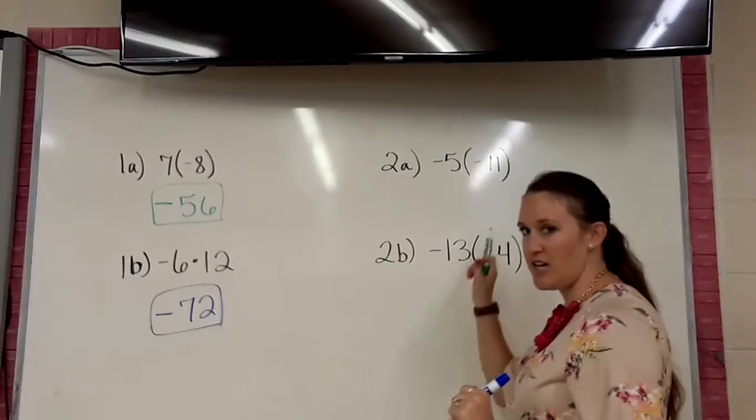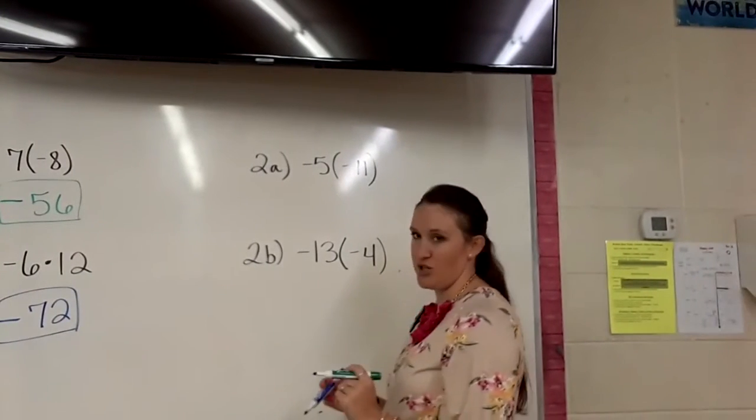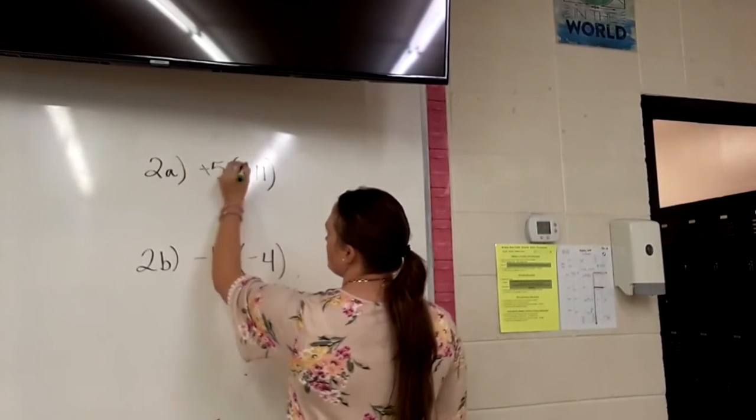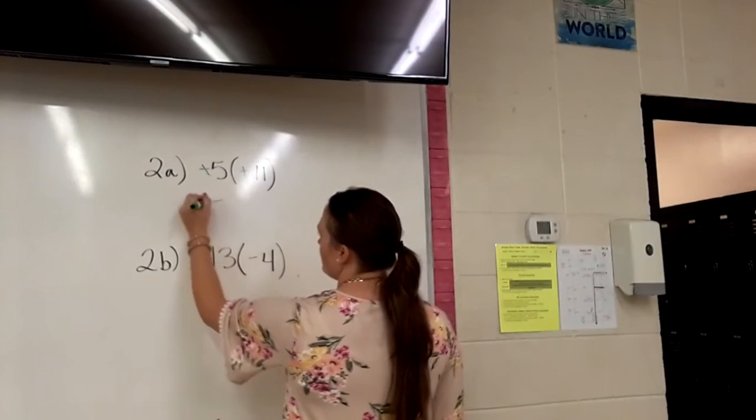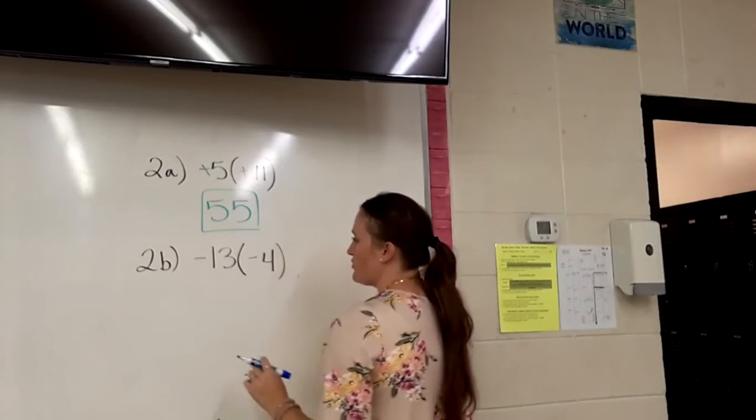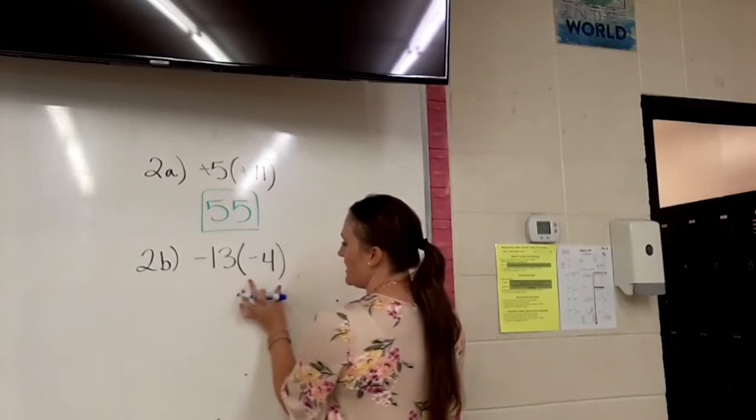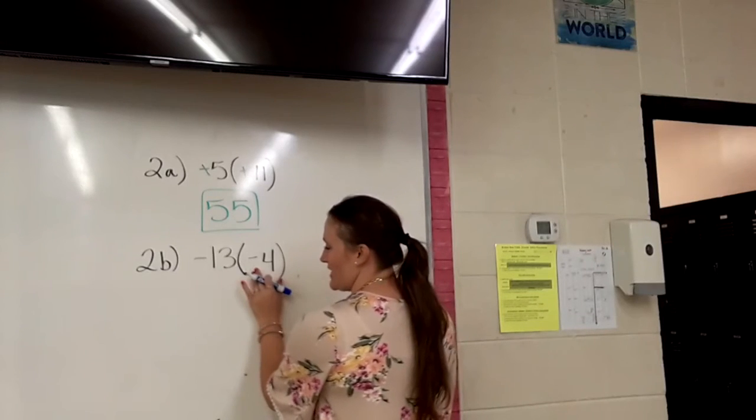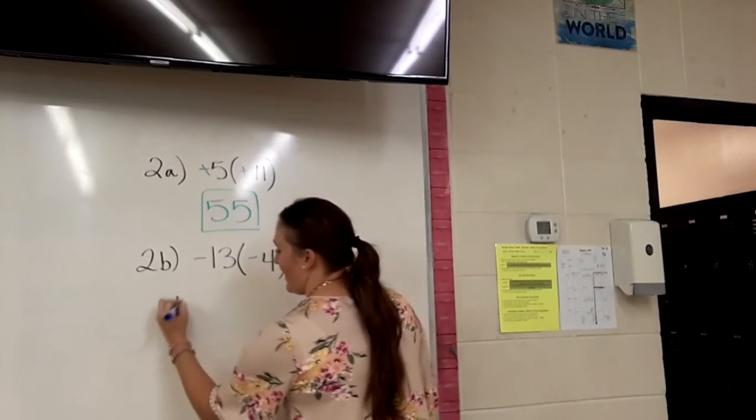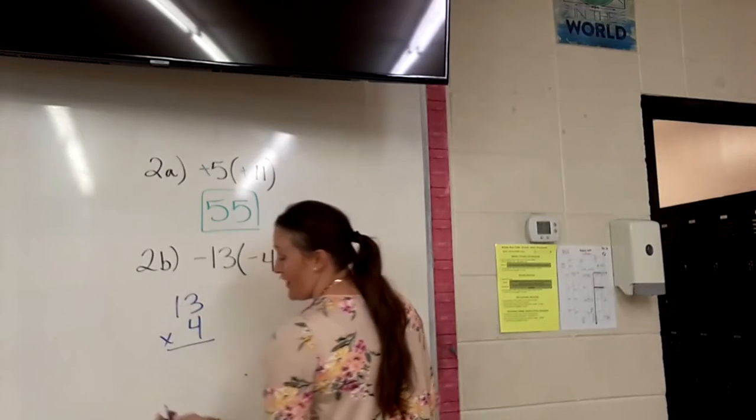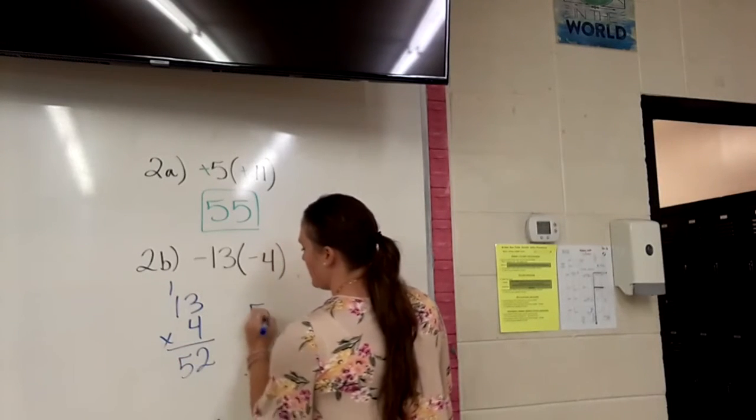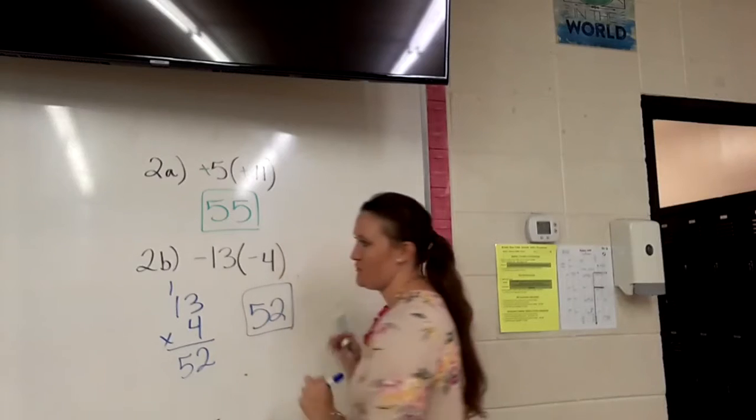Okay? Now you should have just done these 2 problems from example 2. So a negative times a negative cancels and makes a positive. 5 times 11 is 55. So we get positive 55. On problem B, we have negative 13 times negative 4. Again, a negative times a negative is positive. Then we have 13 times 4. And I can't remember that for some reason off the top of my head, so we're going to work it out. 3 times 4 is 12, 4, 5. So that is positive 52.